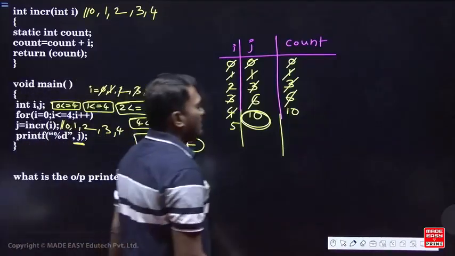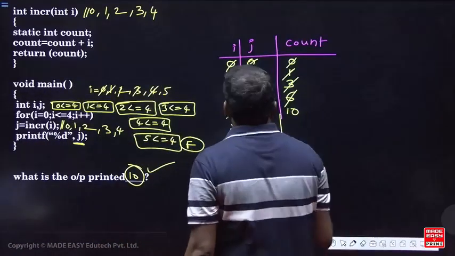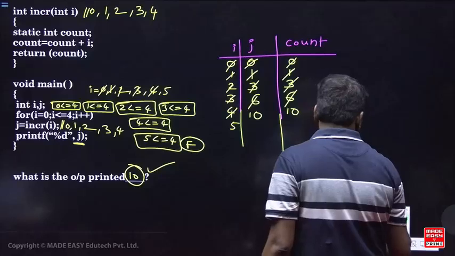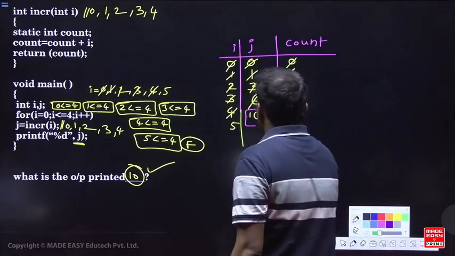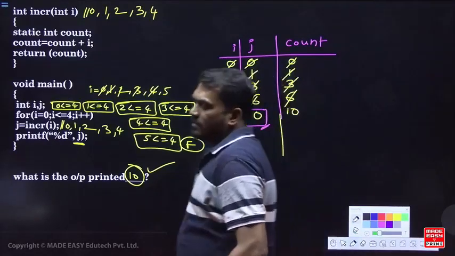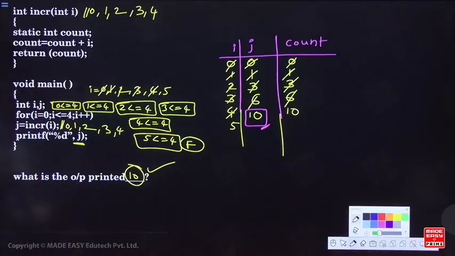So right answer is what? 10. 10 is the right answer. So that 10 will be printed on the screen. Is this clear for everyone? Don't make the simple mistakes.